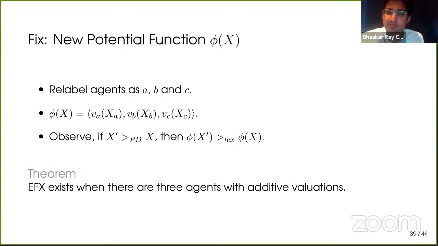Unique as in? Well, EFX exists. Does it have to be unique, or can it be multiple solutions? There can be multiple solutions, yeah. Just in the previous slide, I showed you several complete EFX allocations for an instance, right? There can be several EFX allocations, yeah.